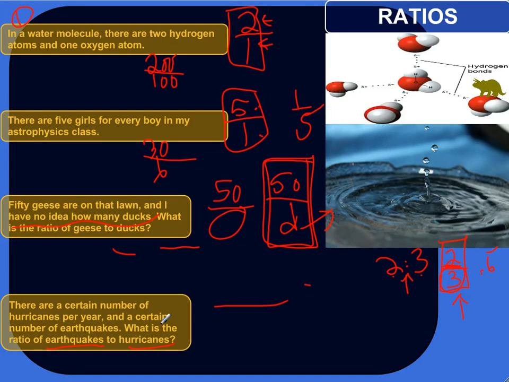So I want earthquakes first. That says earthquakes, just trust me, to hurricanes. So I want earthquakes on top. So the most logical thing to me would be to call that E. E over H. There you go. That's the ratio of earthquakes to hurricanes. Right? So a ratio is just a comparison between two numbers, and you don't have to know what those actual numbers are. You can represent unknown numbers with variables. Yep. So there you go.